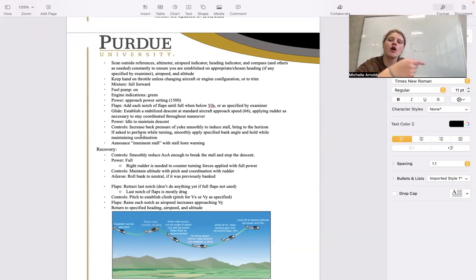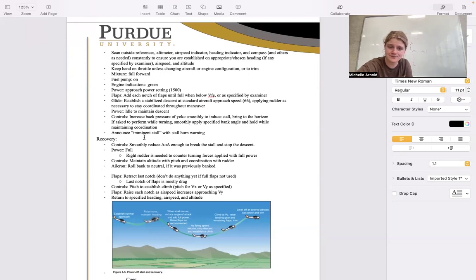As soon as you hear the stall horn or you feel a buffet or you start to lose control of the airplane or the nose drops, that is when you would announce the stall. So you can announce imminent stall, and then you would recover.